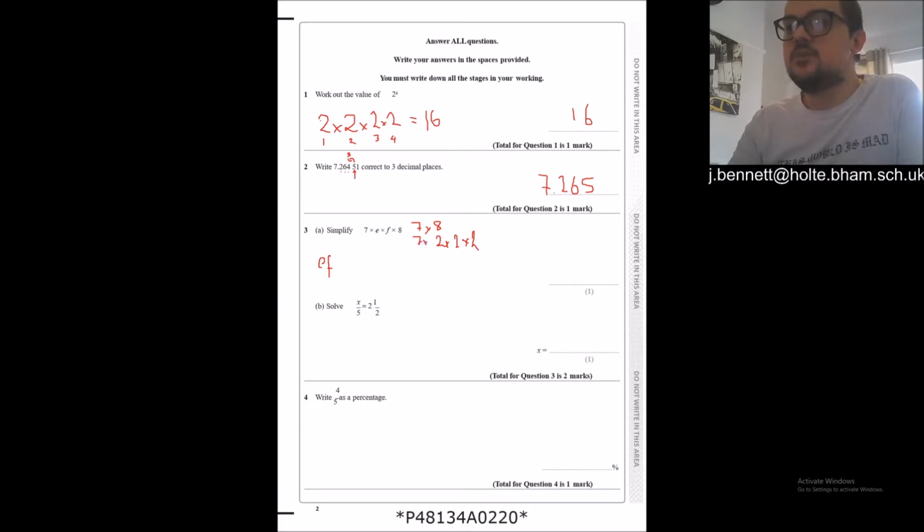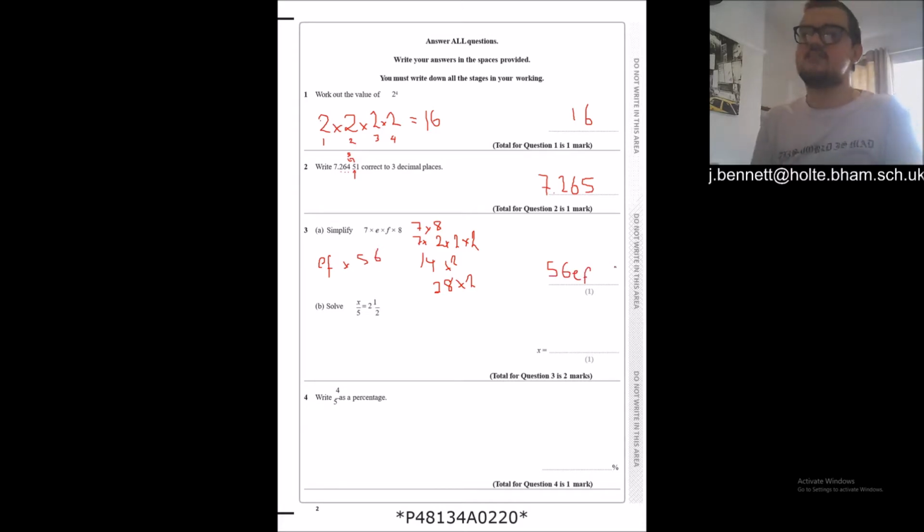7 times 2 is 14. 14 times 2 is 28. 28 times 2 is 56. Or we can split that into 20 times 2 is 40. 8 times 2 is 16. 40 plus 16 is 56. So we have 56 times EF, and we just present that as 56EF, and that is our answer.